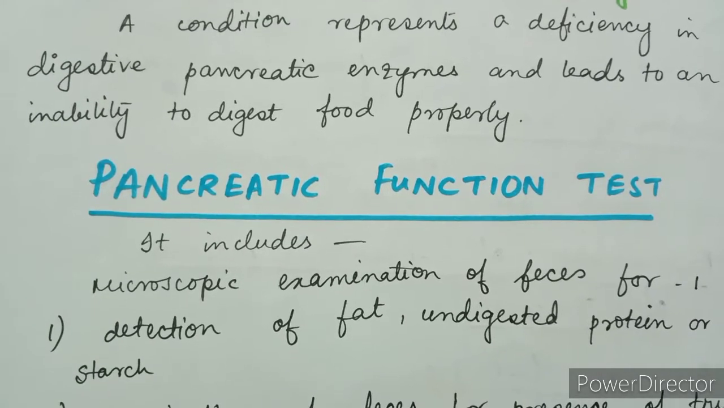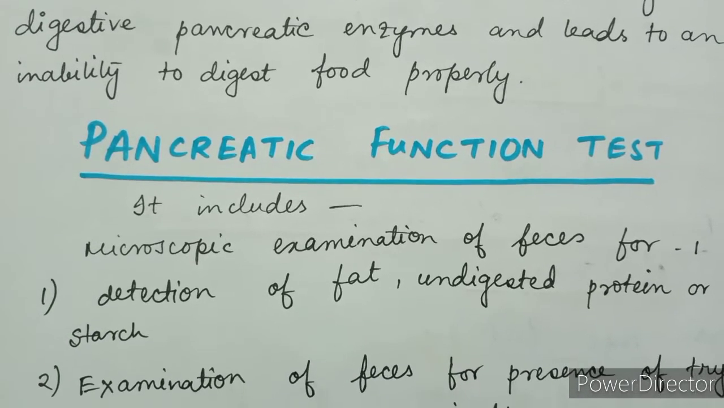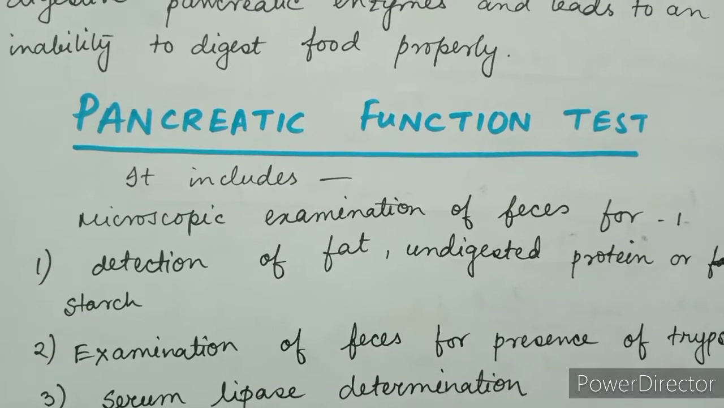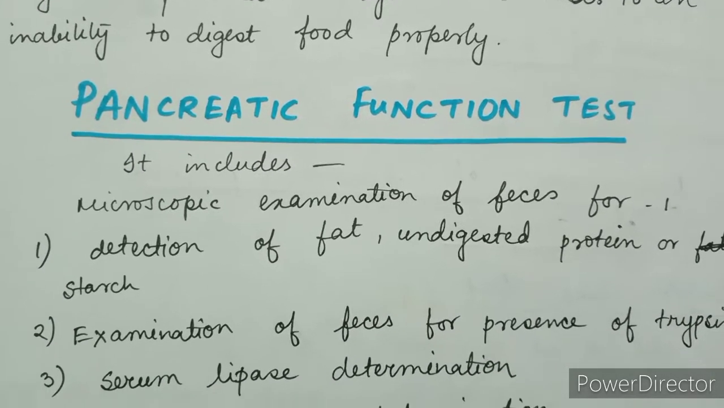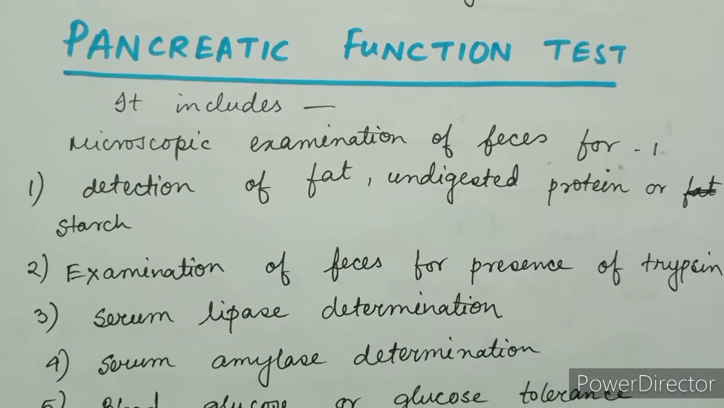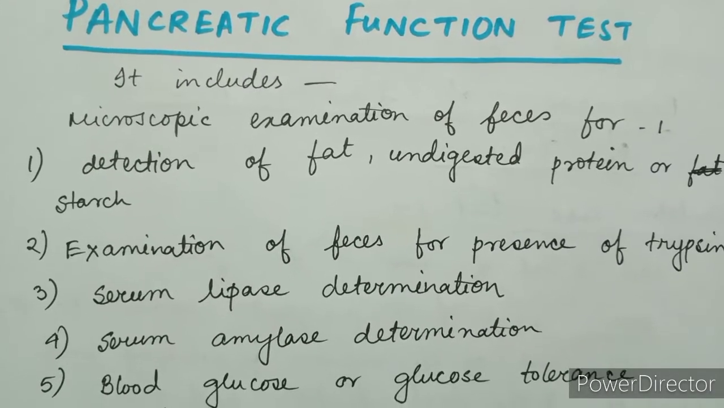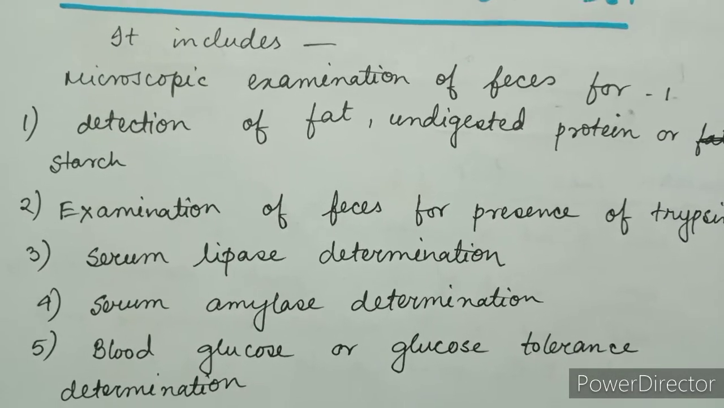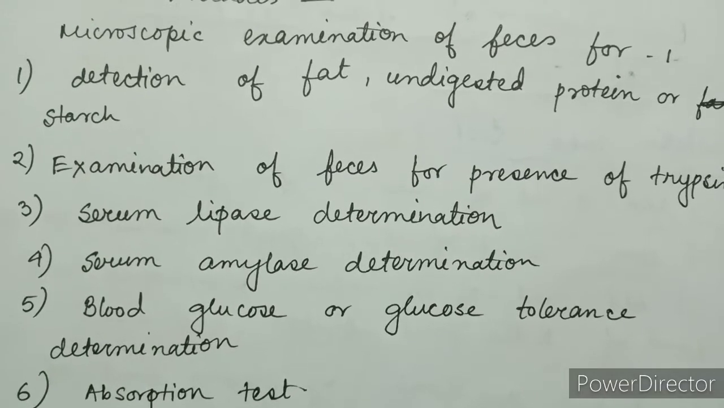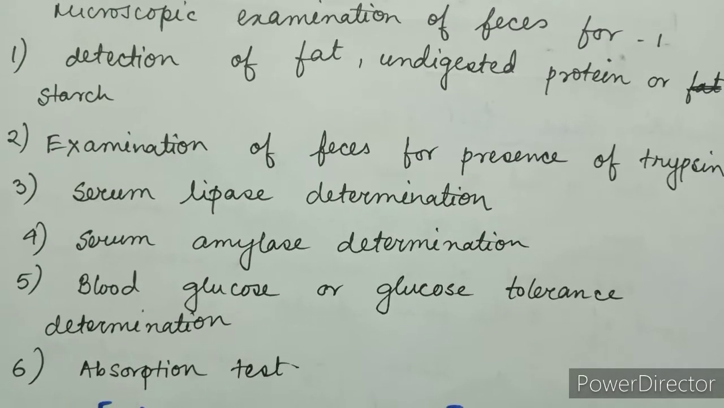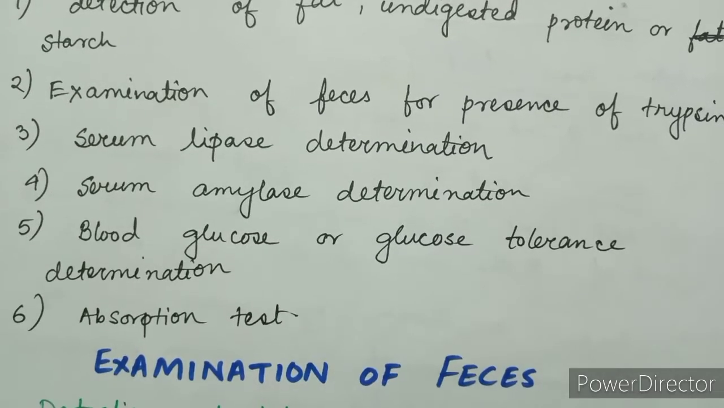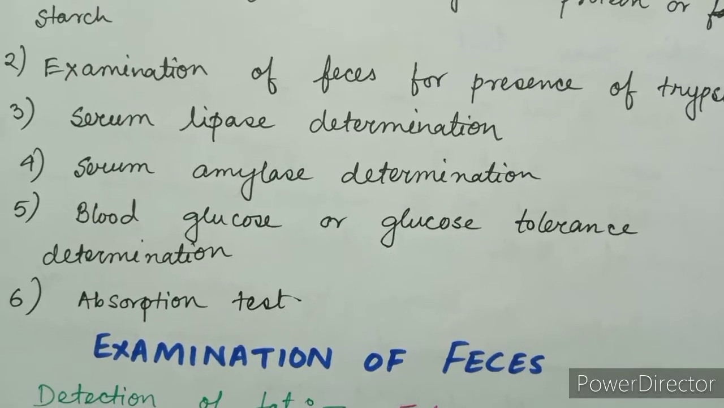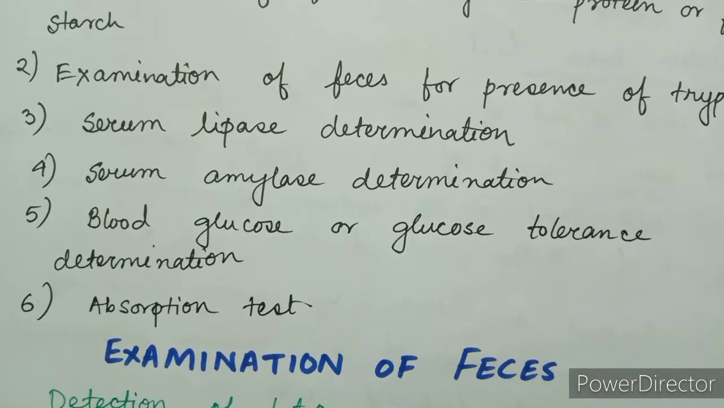So now we will discuss the tests which are to be done for checking the action or function of the pancreas. It includes microscopic examination of feces, number 1, for detection of fat, undigested protein or starch. Second, examination of feces for presence of trypsin. Third, serum lipase determination. Next, serum amylase determination. Fifth, blood glucose or glucose tolerance test. And the last one is the absorption test.